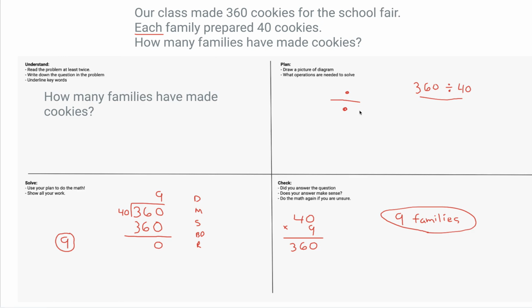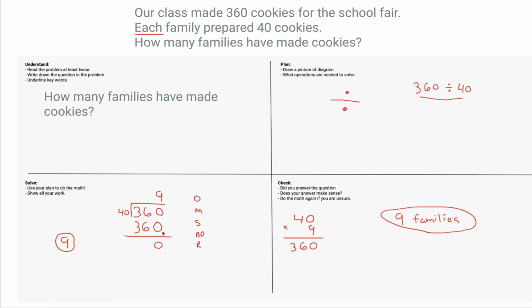So for the plan, with some word problems you don't necessarily have to draw pictures or diagrams. Sometimes problems do offer an opportunity to draw a picture. For this problem, it would take me a long time to draw 360 cookies and put them in groups of 40. So I'm going to choose not to draw a picture for this one.